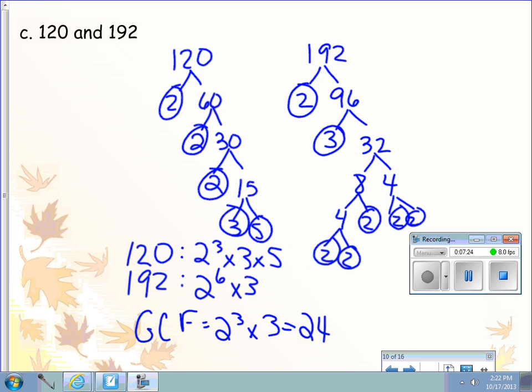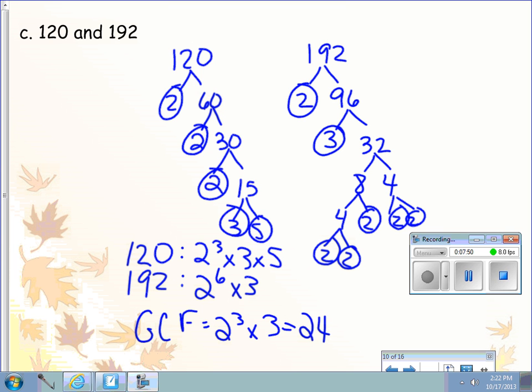192 has 6 2's and 1 3. We compared our 2's, they at least have 3 2's in each, and then 1 3. 2 to the third power is 8. 8 times 3 is 24. So the greatest common factor of 120 and 192 is 24.